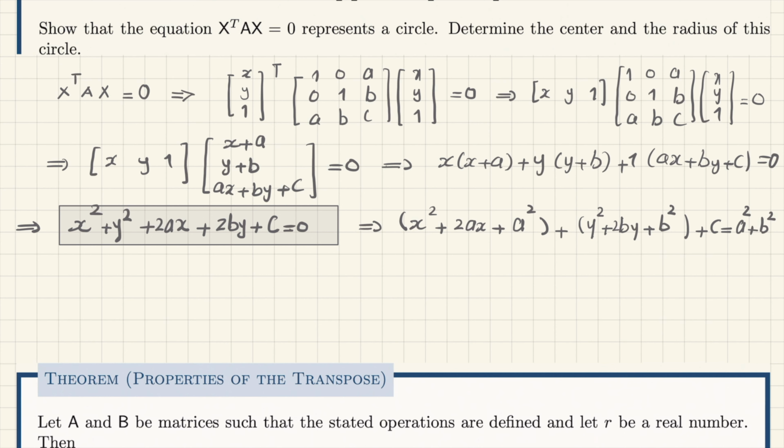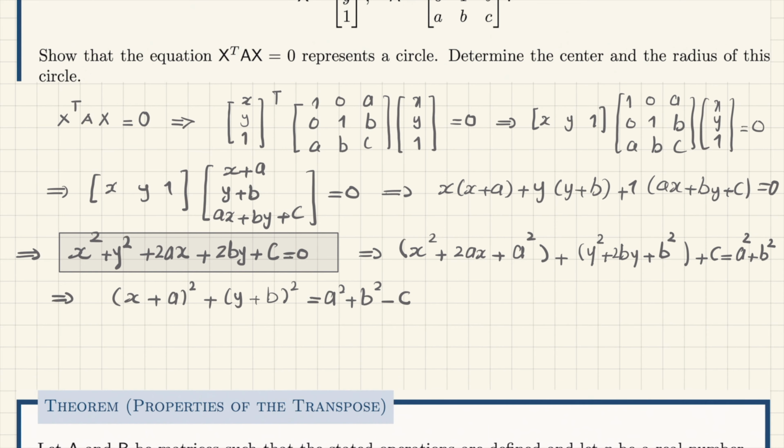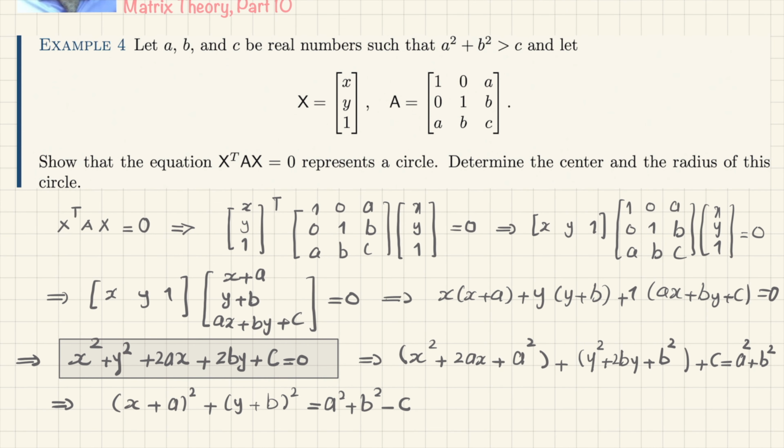And now if you see, I can collect the first terms. It becomes x plus a squared. And the other one is y plus b squared. And then on the right hand side, I have a squared plus b squared. And then I move c to the right. Now you realize why this condition is actually given to you.